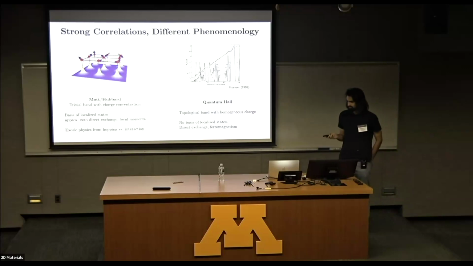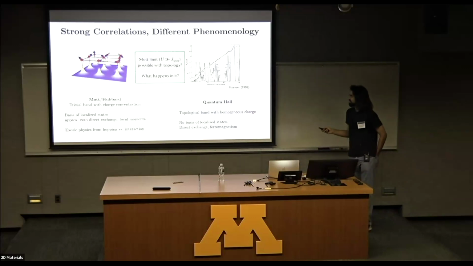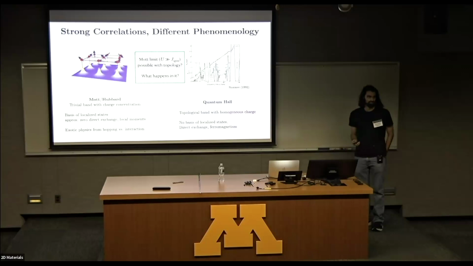But I want to ask if we can try to bridge these pictures a bit and see what interesting things can happen. In particular, I want to ask the question, is it possible to get the hierarchy of scales that you associate with the Mott insulator, where charge degrees of freedom have a much higher energy scale than spin? Is it possible to get this hierarchy of scales in a system with band topology?